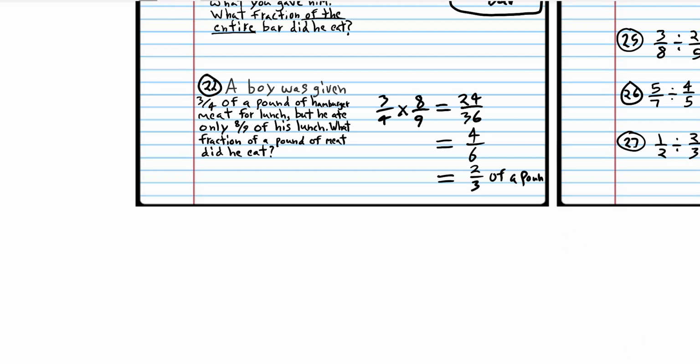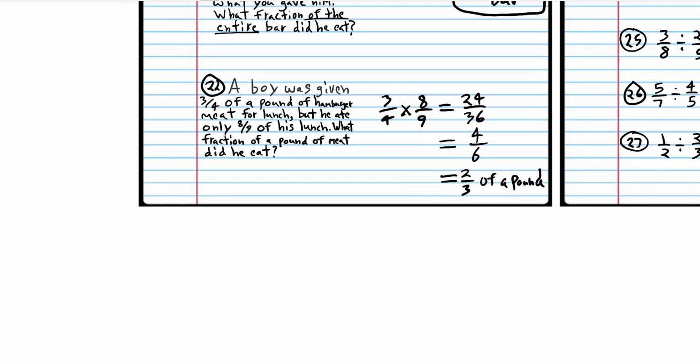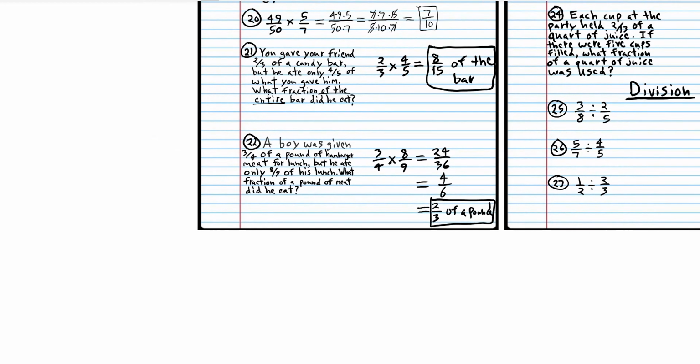He didn't eat 2/3 of his lunch. We already know what fraction of his lunch he ate. We know he ate 8/9 of his lunch. That's not what we're looking for. What we're looking for is what fraction of a pound he actually ate. 2/3 of a pound. Remember, in the word problems, you have to actually explain what you're looking for.